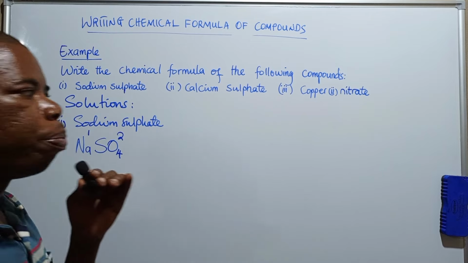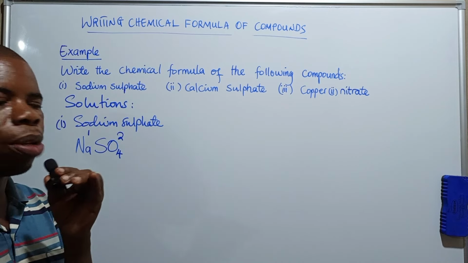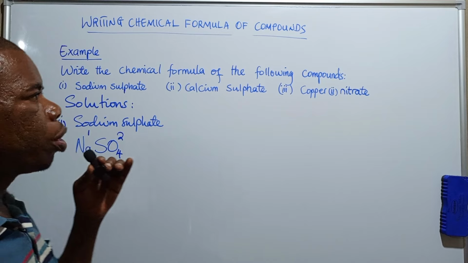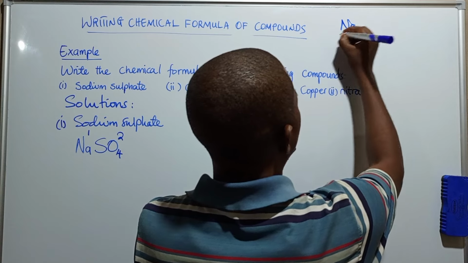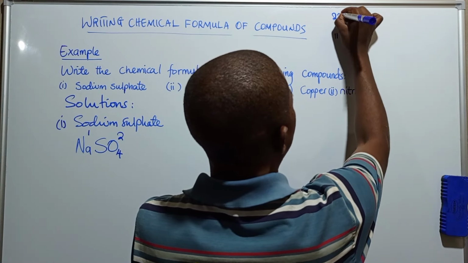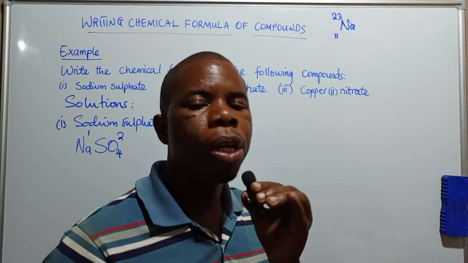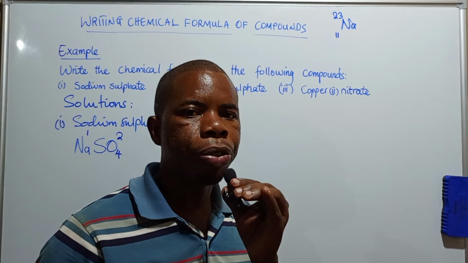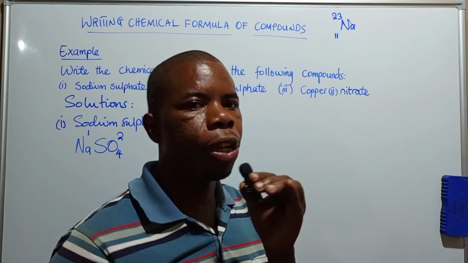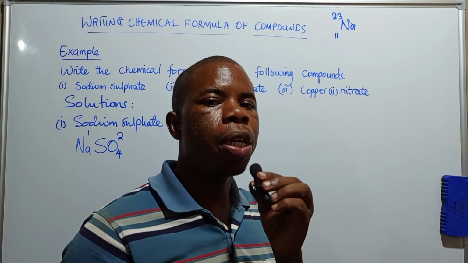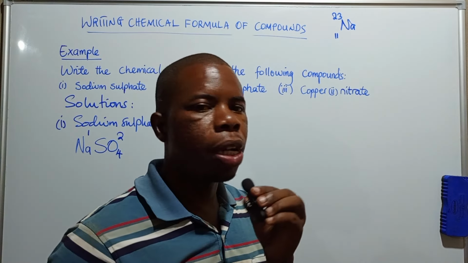Now, you might be wondering, how do I know that for sodium it is 1, because for sulfate I said you have to memorize it. When you go on the periodic table, sodium is written like this: 11, then here 23. This 11 is the atomic number of sodium and also represents the number of electrons that sodium has. So this sodium atom has 11 electrons. Now, how do these electrons sit in a sodium atom?